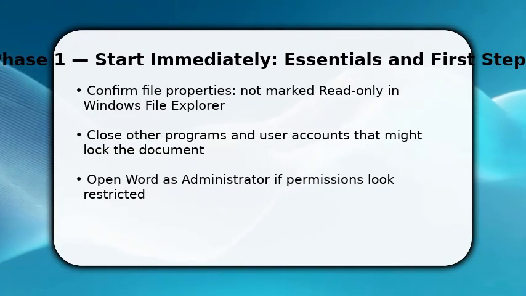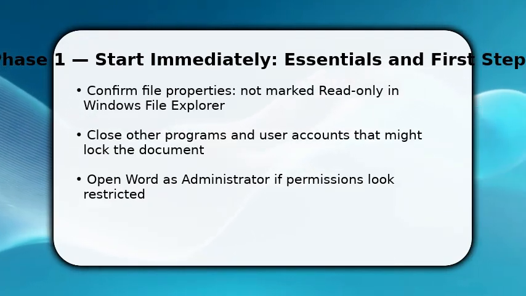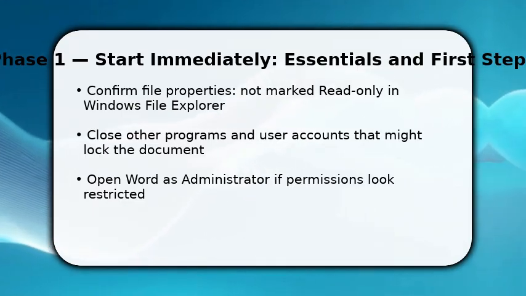You start by confirming the simplest permission blocks. Open File Explorer, right-click the document, and clear Read Only if set. This removes the basic lock.